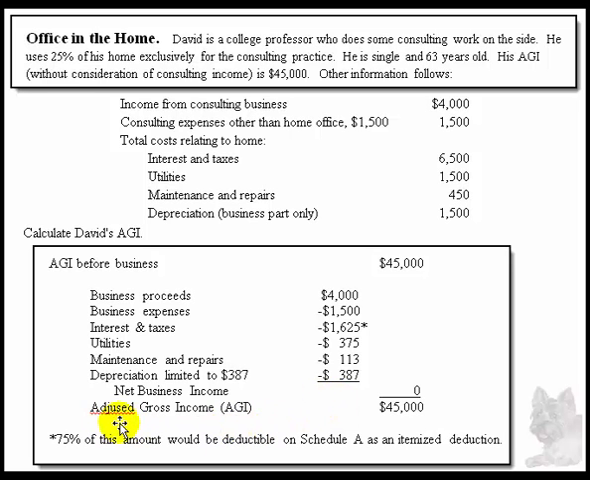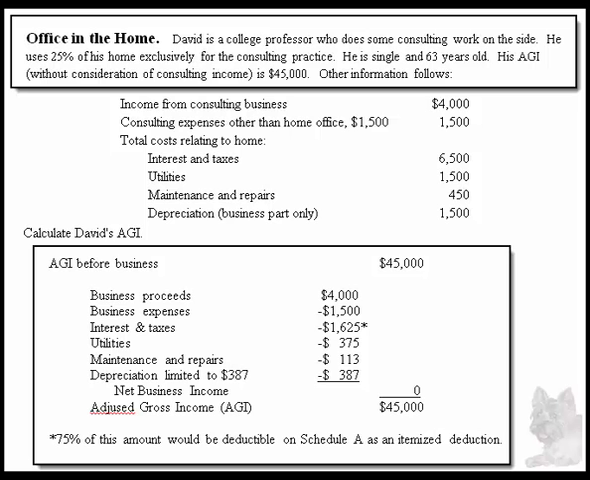And by the way, we've got a typing error here. There should be a T in there, so bear with that. So the end result is, because his expenses exceed his AGI, the adjusted gross income is his $45,000.